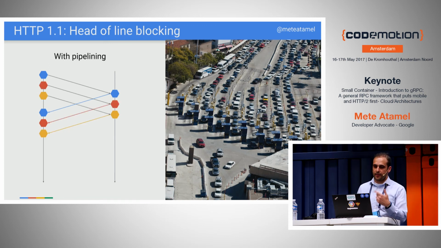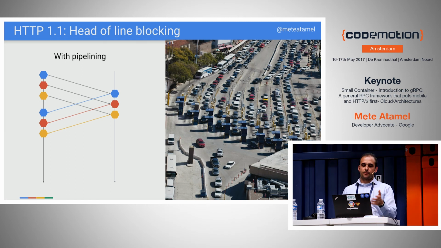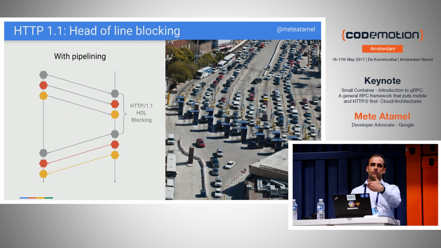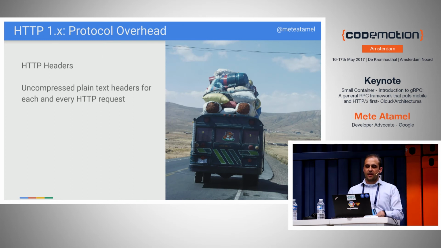In HTTP 1.1, they introduced pipelining. With pipelining, the idea is that you can send multiple requests, and then get responses. But the problem in this case is that you still need to get responses in order. So if one response is late, then all the rest still have to wait to respond. So even though you can send multiple requests to the server, you can't really get the responses in any order. It has to be ordered. So it doesn't really help you that much. The other thing was the protocol overhead.